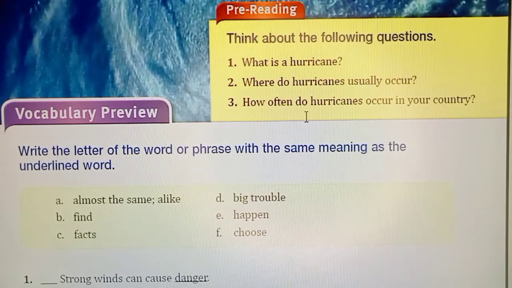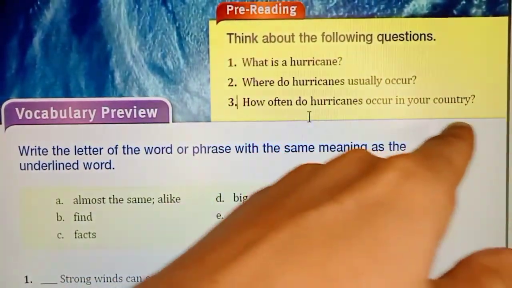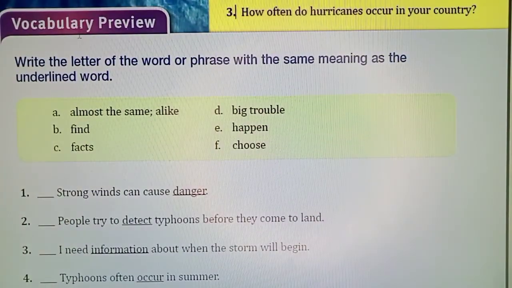Question number three. How often do hurricanes occur in your country? We usually get hurricanes in my country in the spring and in the fall. There may be 5 or 6 each season. As a good suggestion to answer this question, you can say: we usually get hurricanes in my country in the spring season and in the fall, there may be 5 or 6 each season. Let's begin to study the next part in our lesson today.